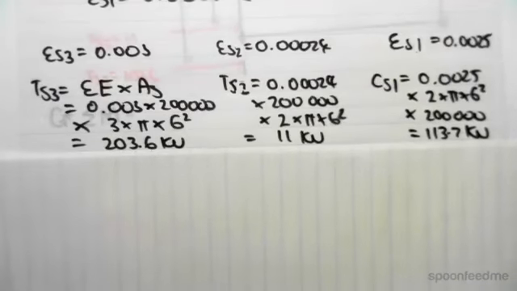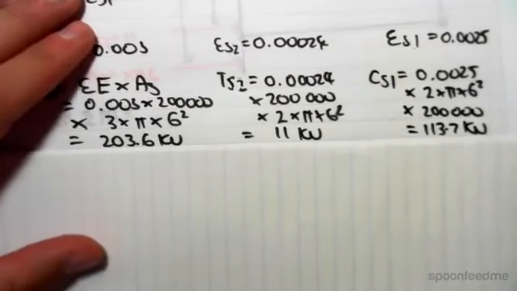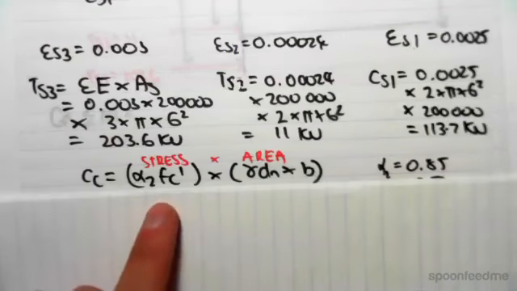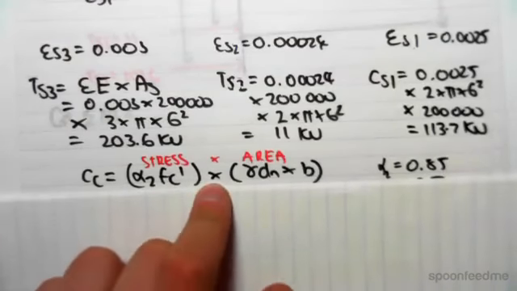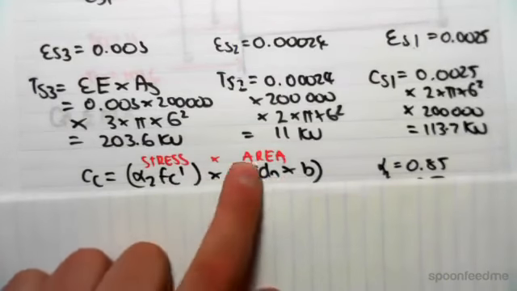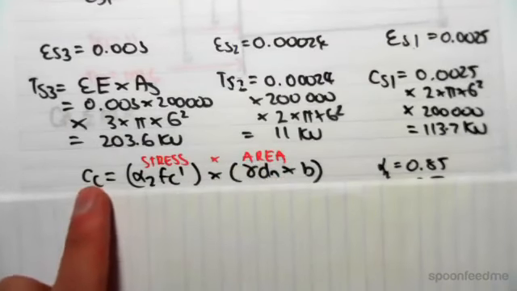Hey guys, I'm just continuing straight on from the previous video. So we just need to find the compression in the concrete. Now you should be used to the formula that the compression in the concrete is given by alpha 2 f'c by gamma dn by b. This is essentially saying it's the stress times the area will give us the compression.